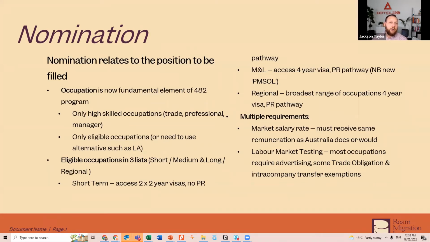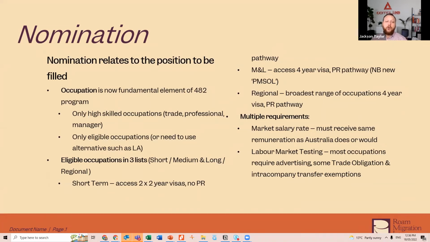The government said, no, what we're going to do is split it into high value and low value. The high value occupations will go on what's called the medium and long-term list, and the low value occupations will go on what's called the short-term list. High value occupations will get access to a 4-year visa and pathway to permanent residency, and the low value occupations will only get two-year visas with no pathway to permanent residency.